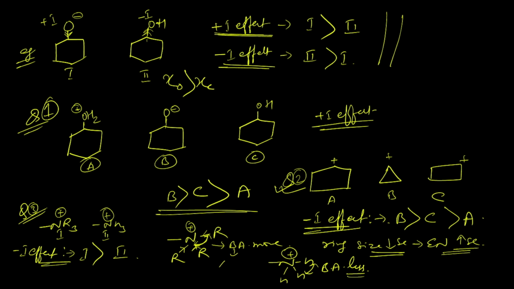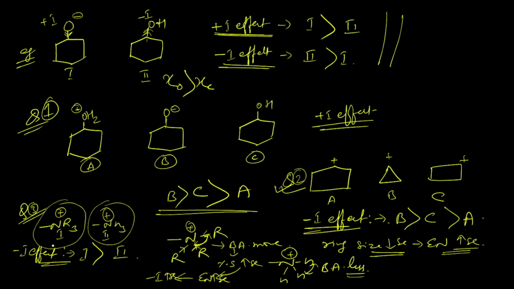So what is happening? Directly the percentage s character increases. If the percentage s character increases, what will happen here? The electronegativity increases. If electronegativity increases, what will happen? Your minus I effect increases, right? That's why this one has more minus I effect than this anesthetic, right?